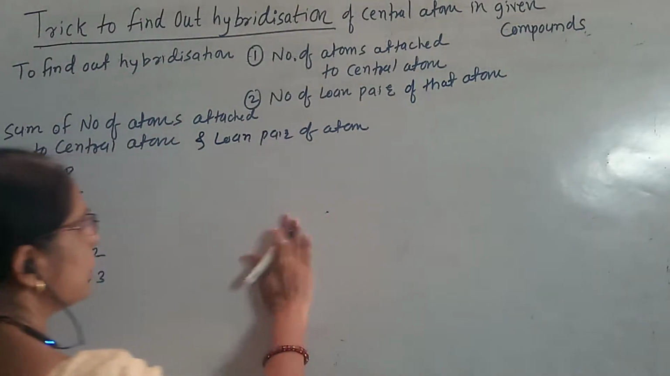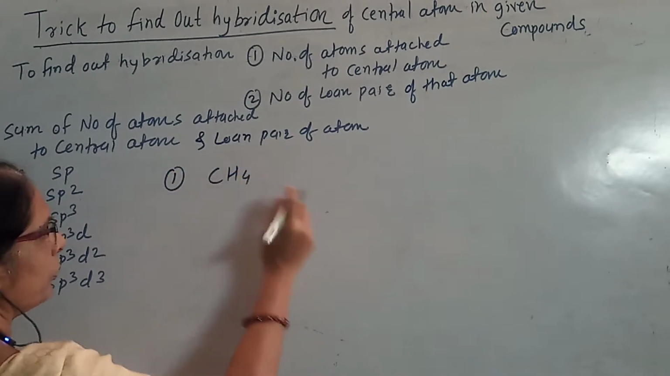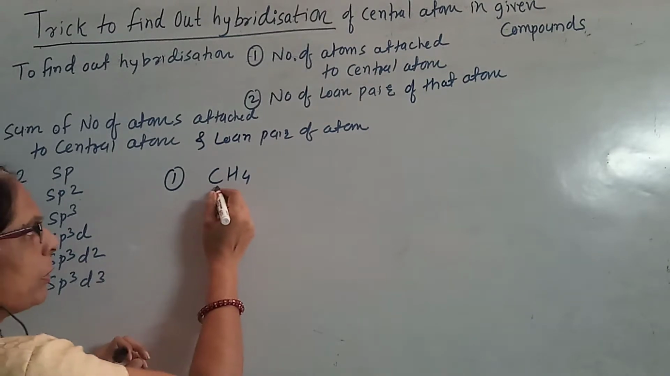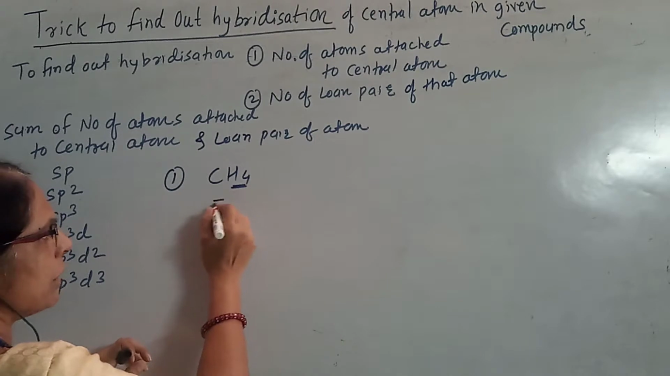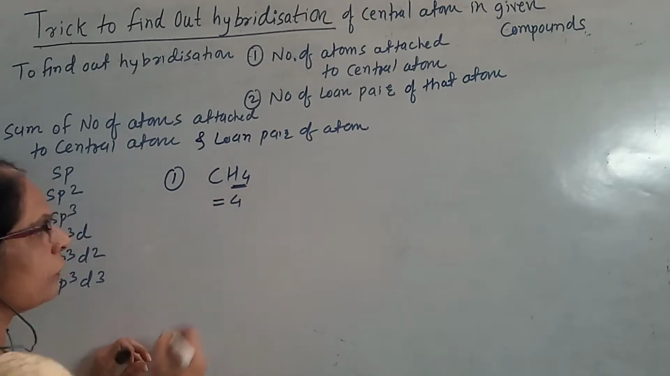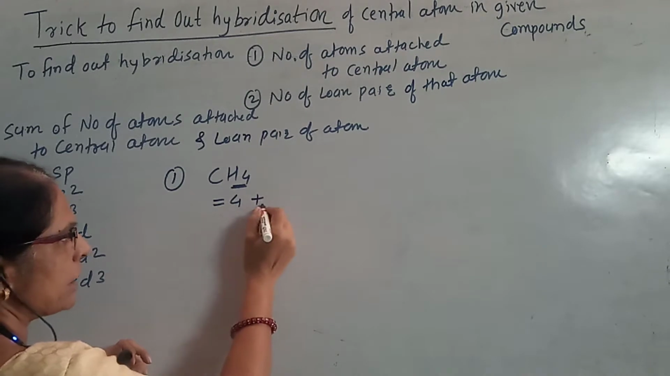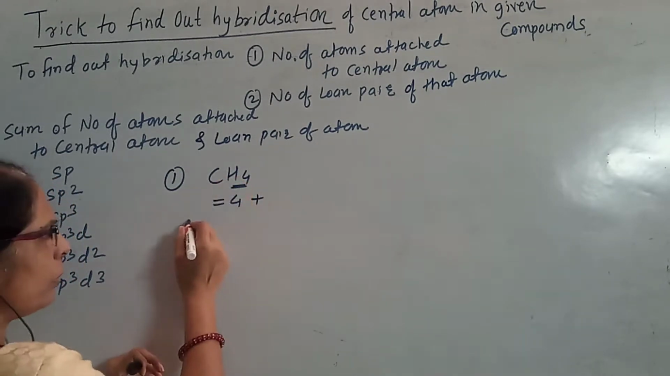So let us consider an example. Now we'll consider a very common and simple example, the same as methane. In methane, the carbon is the central atom, and the number of atoms attached to it is 4. Plus we require the number of lone pairs of electrons. So how do you find out the lone pairs of electrons?